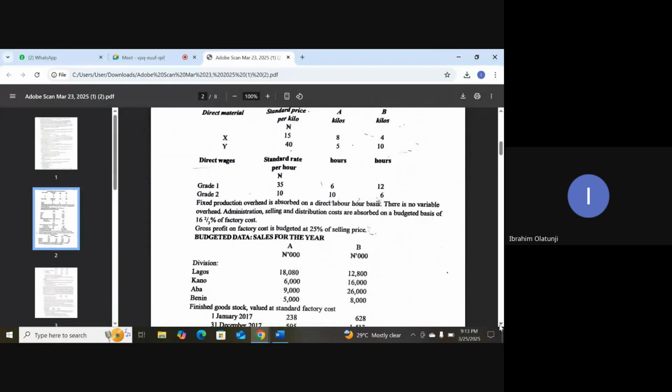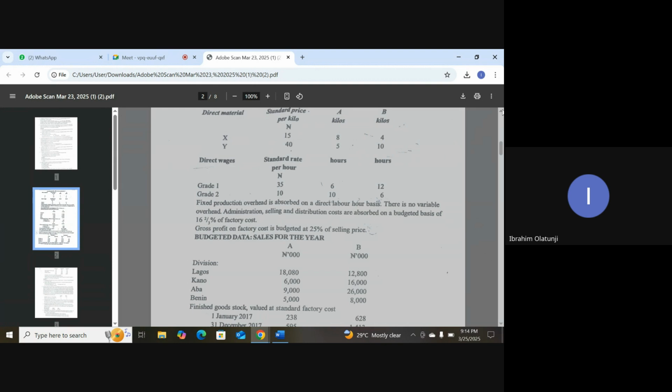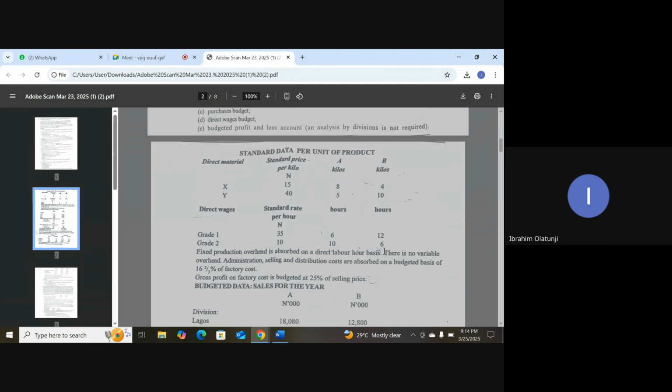Question 6 says Benson Limited made 2 products, A and B, and is preparing an annual budget for 2017. You are required to use the information given below to prepare, from A to C: production budget, direct material cost budget, purchases budget, direct wages budget, and budgeted profit and loss account. Analysis by division is not required. I think I explained that last week, and all this information is given to us.